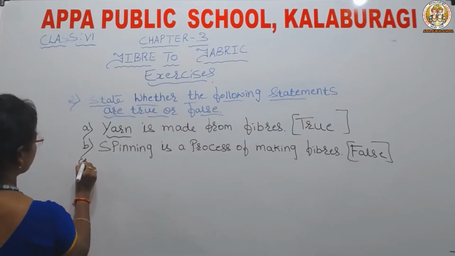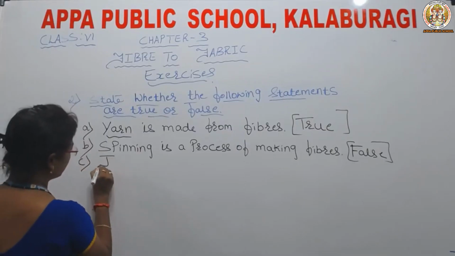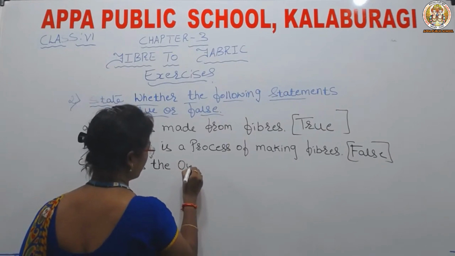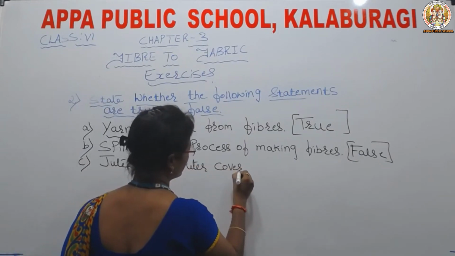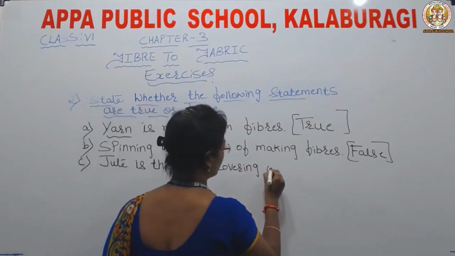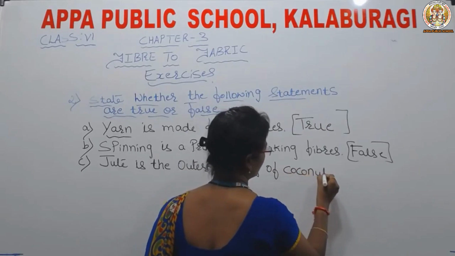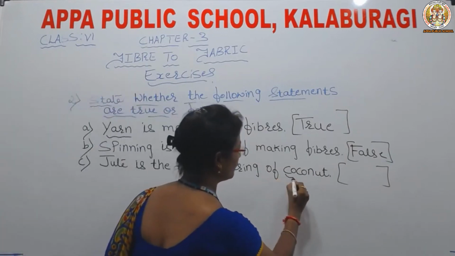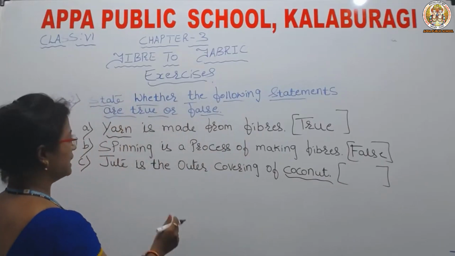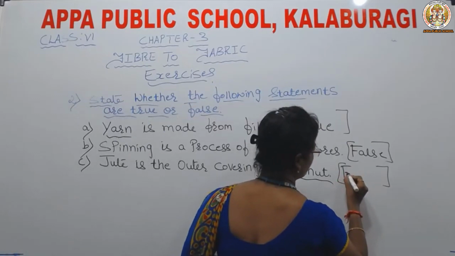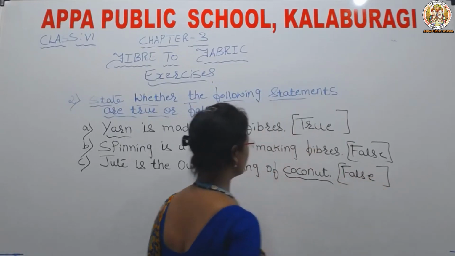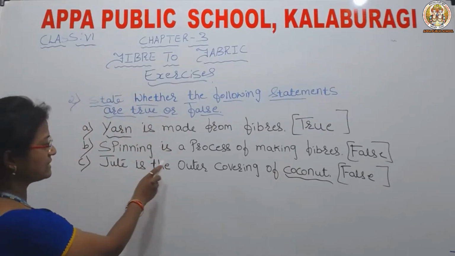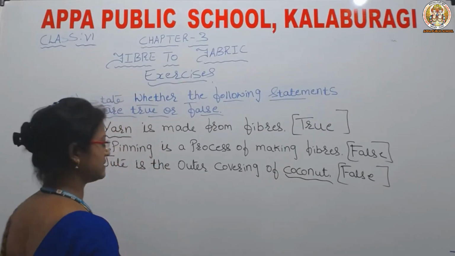Next question, C. Jute is the outer covering of coconut. Whether this statement is true or false? No. The answer is false. Then from where do we get jute? We get jute from the stem of the jute plant, not from coconut, isn't it? So jute is the outer covering of coconut is false.